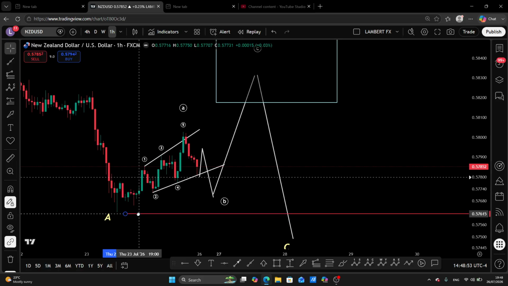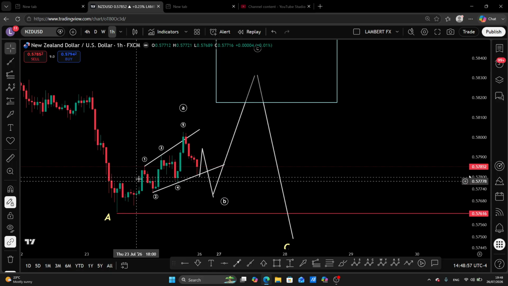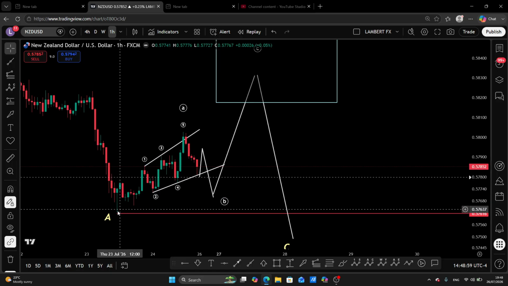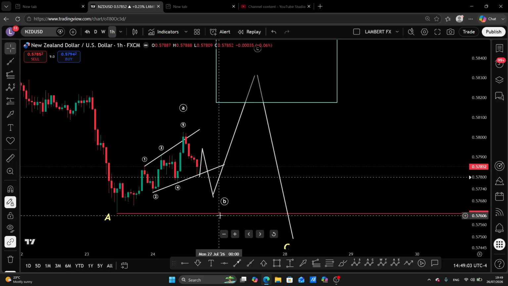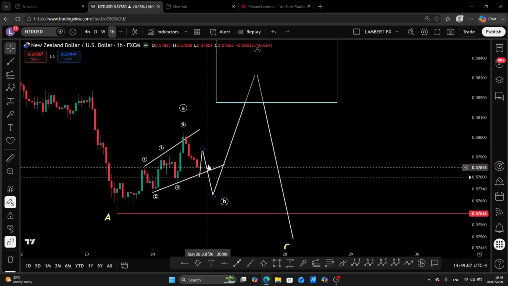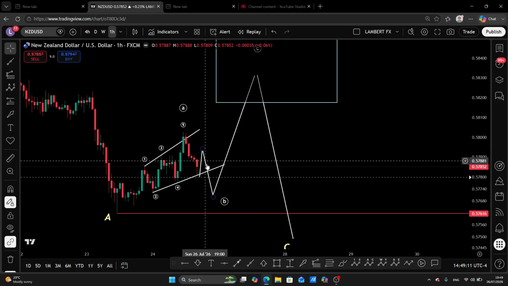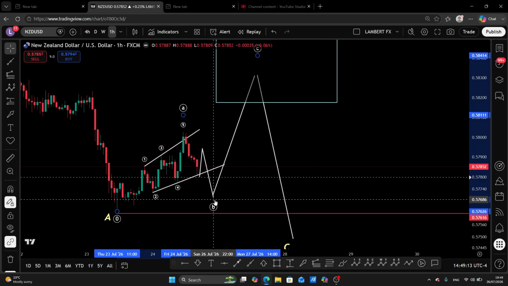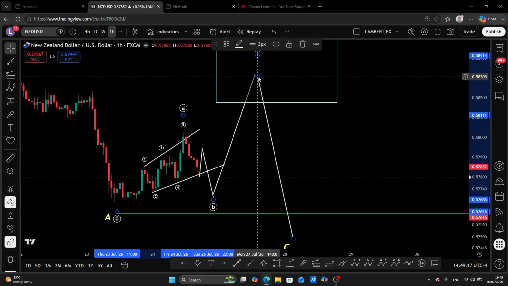So I'm going to plot this red horizontal line at the start of this leading diagonal. We must not take out that low. This is where you put your stop loss, below here, if you take the trade. Again, this is a beautiful buying opportunity if it happens. This will be our B leg here, and then we go up for C.